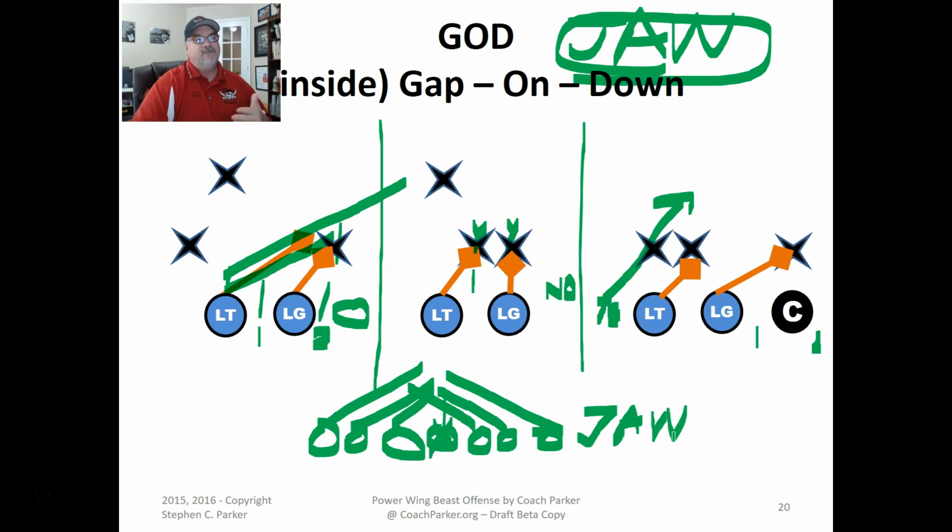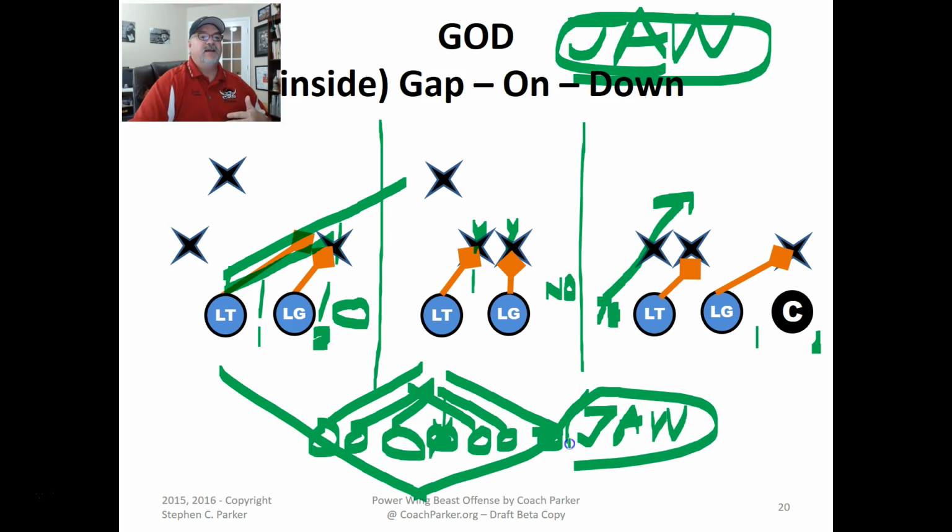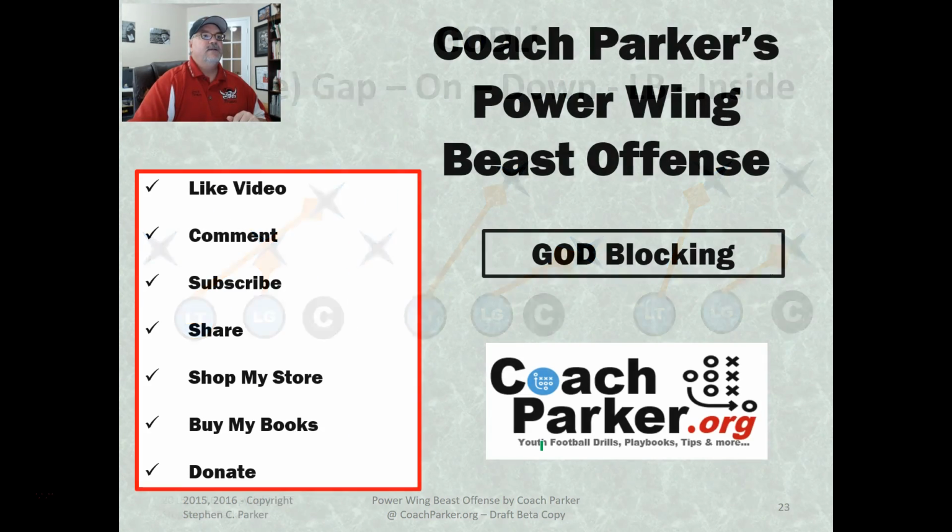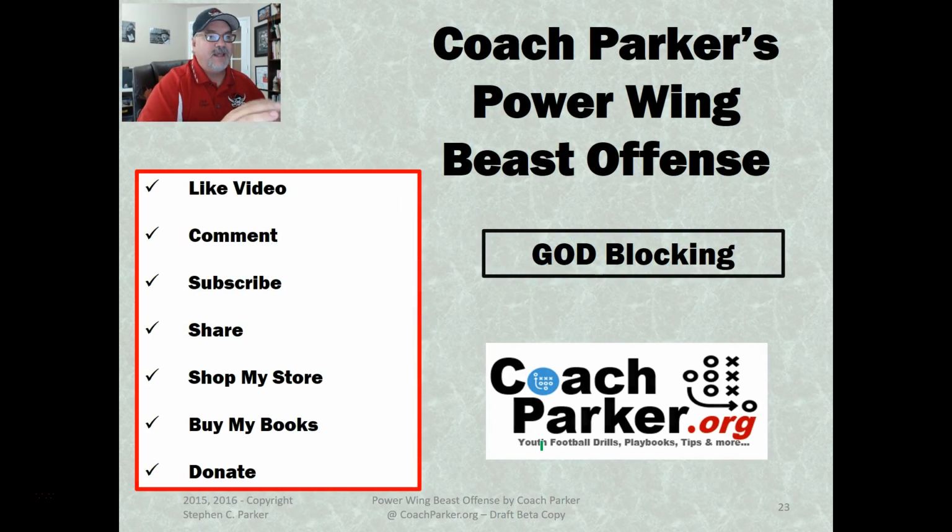That works out great for younger kids that don't know the rules. It's like, hey, we're just going to all inside track. And it's really great for plays that are off tackle. So there's actually 3 GOD variations: GOD, GOLD, and GODLY, and the simplified GOD, which is JAW. So I hope that helped you guys out today. Those are 4 of my probably 8 or 9 different blocking calls that I have in my system here in the Power Wing Beast offense.